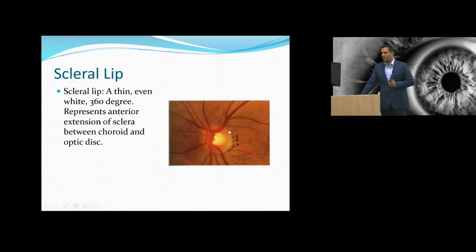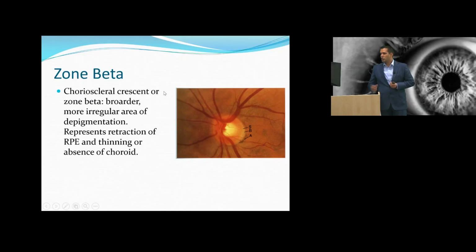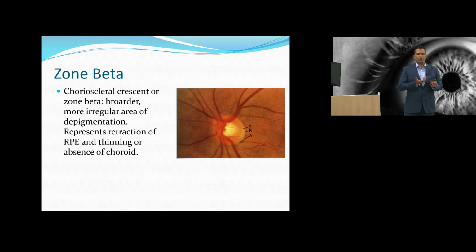Once you outline the boundary of the scleral lip, then you look for zone beta and zone alpha. Zone beta, which is the chorioscleral crescent, is a broader, more irregular, depigmented region of the peripapillary atrophy. It represents the retraction or absence or thinning of the retinal pigment epithelium. In this picture, it is marked with the letter B, as in zone beta.